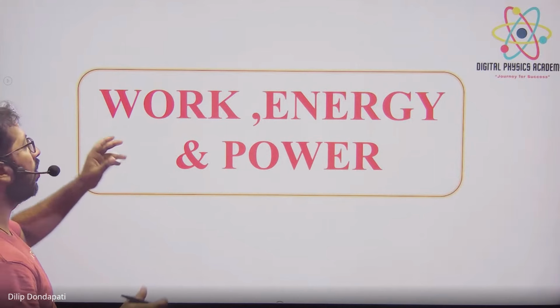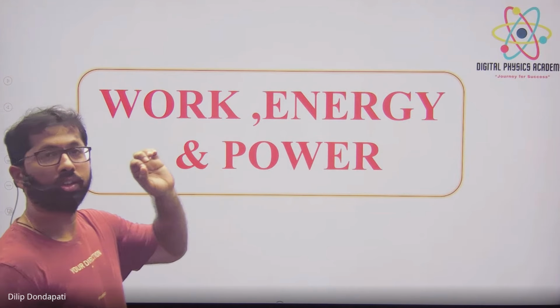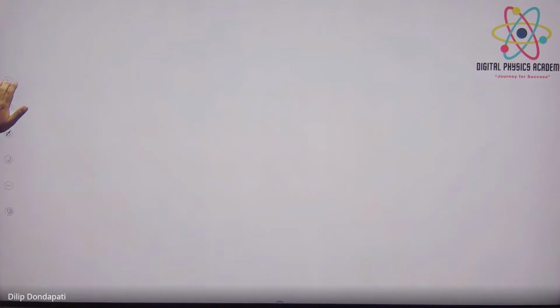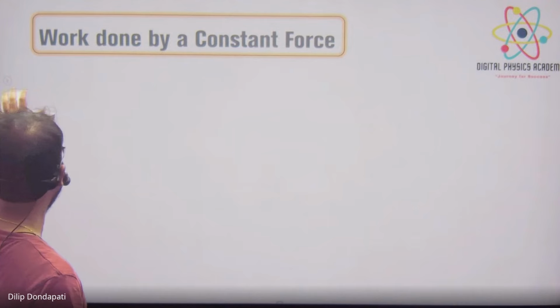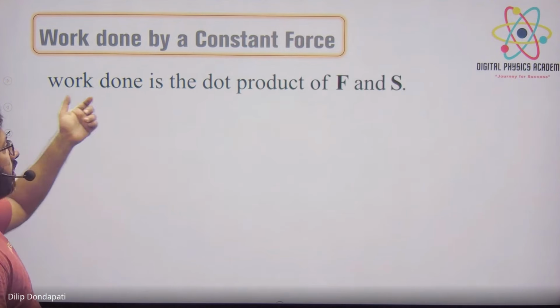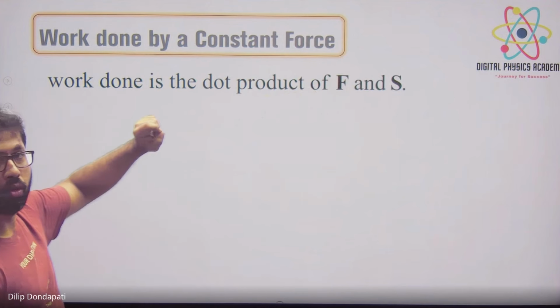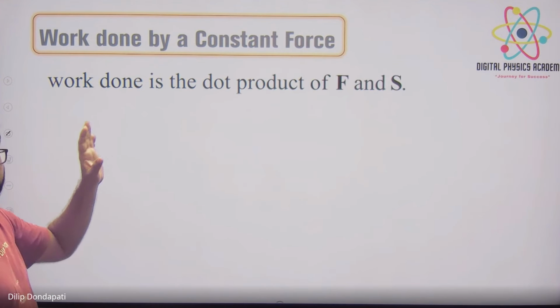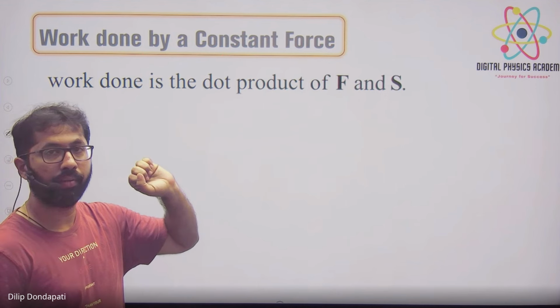So it is a dot product, right? Simply see that the formula which we are using is for a constant force. So first we'll see work done by constant force. Suppose, see, work is a dot product of force and displacement. You know the dot product, right? A dot B formula is mod A mod B cos theta.